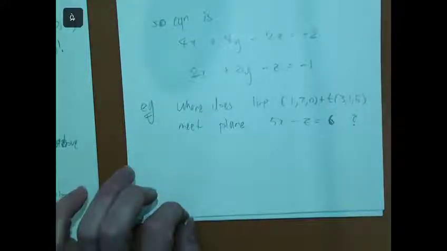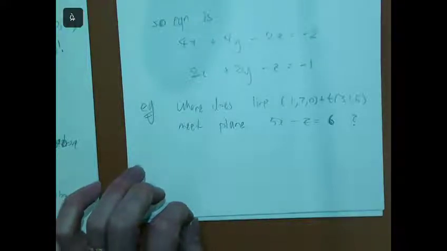Let me just check something. Okay. Yeah. Okay, good. The intersection is 4, 8, 5. All right. The whole line isn't in the plane. I was just checking, otherwise that would have been distressing.